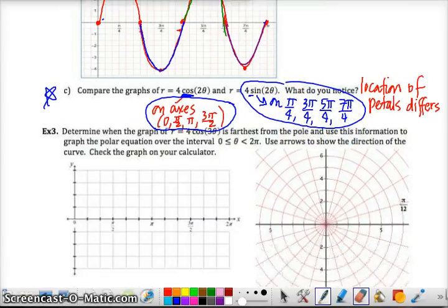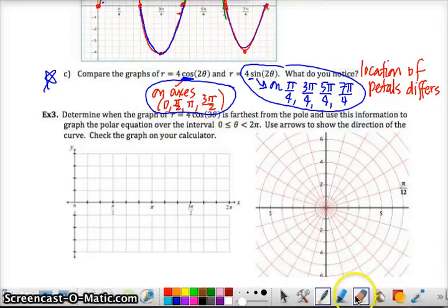Now you're going to continue to experiment. What if we keep that amplitude of 4, but now we have a 3 theta in there, so it's an odd number? What happens when we have 3 theta? Go ahead and graph, and then graph over here in your polar, and see if you can do that on your own.